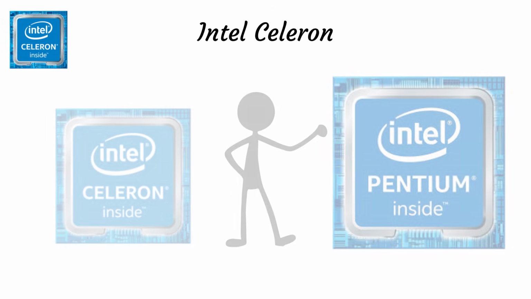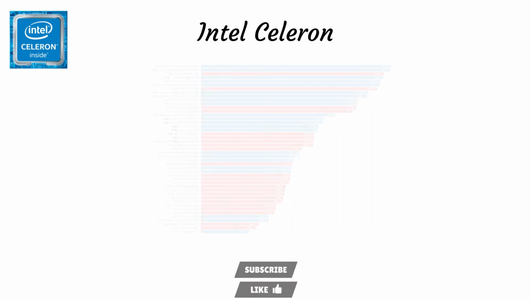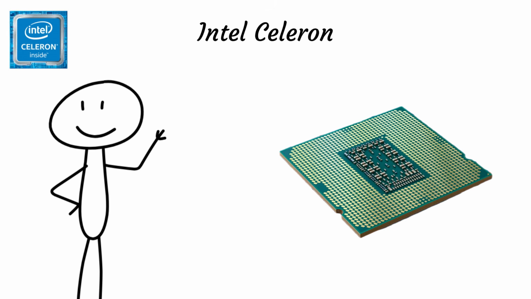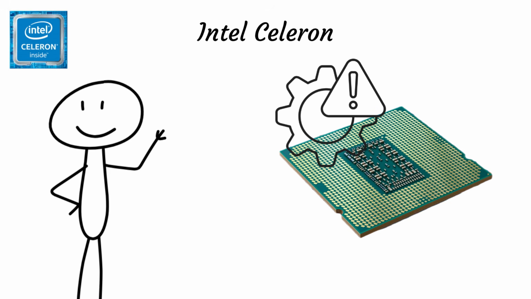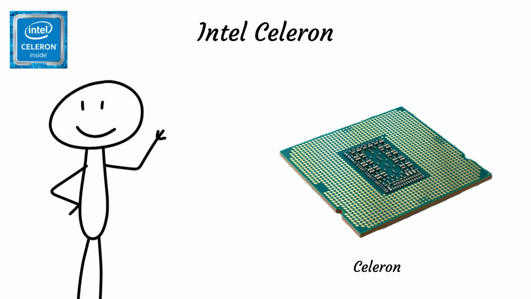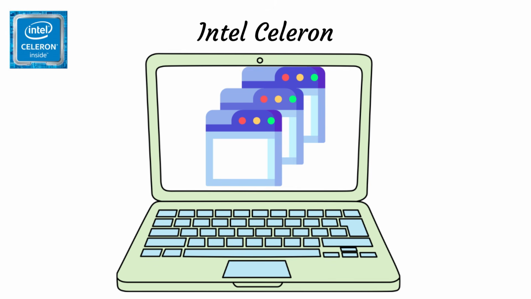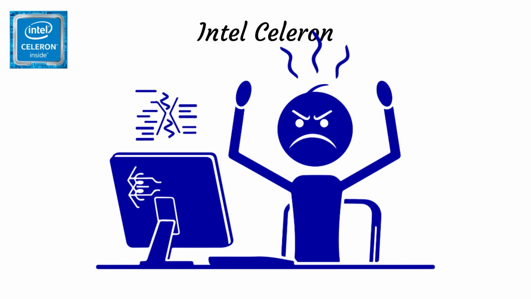In fact, if you check CPU benchmark rankings of 273 Intel processors, the Intel Celeron series sits at the very bottom. The reason why it was so weak is that it was originally built from Intel's normal chips, but these chips came with defects and errors. So, Intel decided to disable those defective cores to make them function normally, and then they called it Celeron. That is why if you open one browser tab with Celeron, everything is just fine, but the moment you open two, the whole system starts to lag significantly.